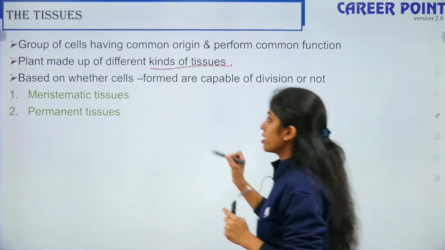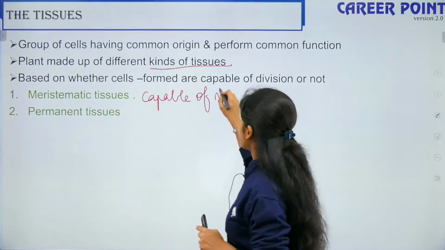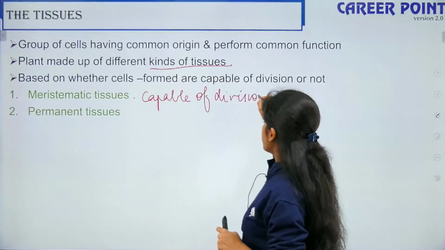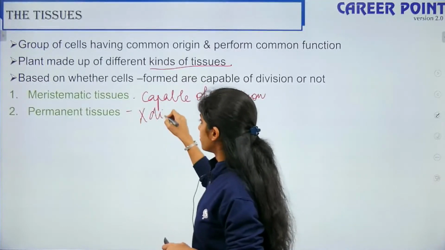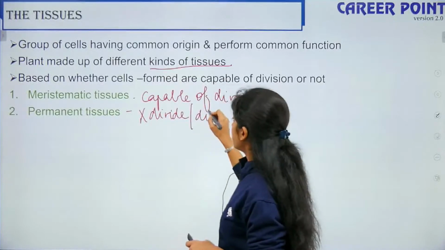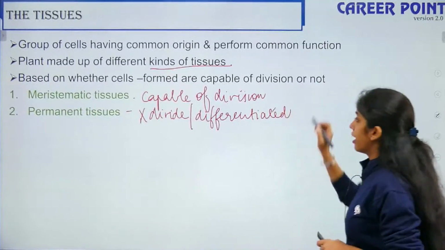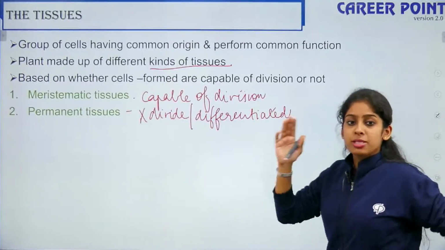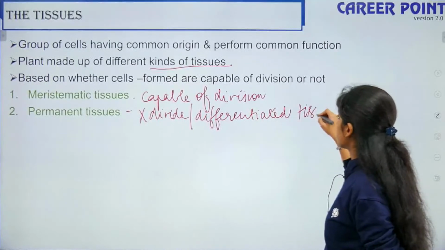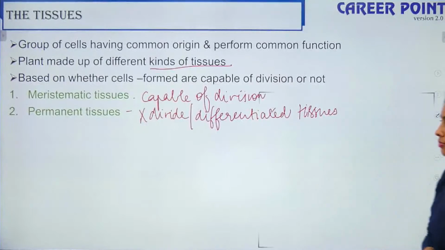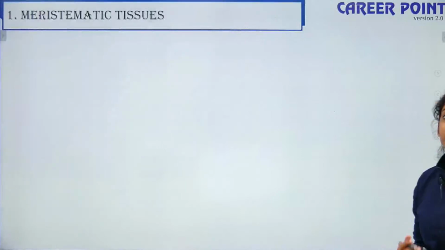The cells of your meristematic tissue are capable of active division, whereas permanent tissues do not divide. They are differentiated tissues. Once differentiated, you cannot divide, okay? Finally, they end up in a special lineage, in a special function, okay? They are differentiated tissues. Fine, is this clear?